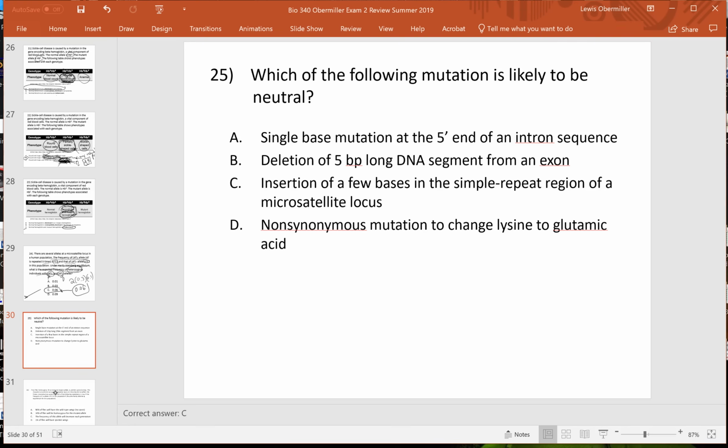Which of the following mutation is likely to be neutral? Single base mutation of 5' end of an intron sequence. Deletion of 5 base pair part of an exon. Remember, introns get cut out, exons stay in. You delete part of an exon, that is going to cause a mutation. Probably, almost definitely. We add some bases and a repeat of a microsatellite. That's not going to do anything.